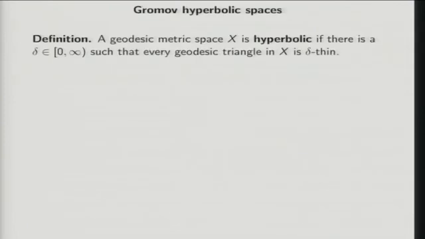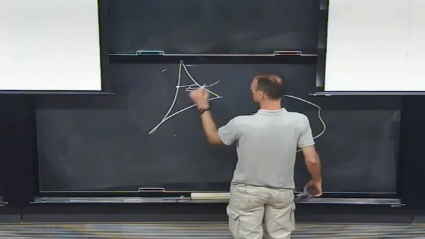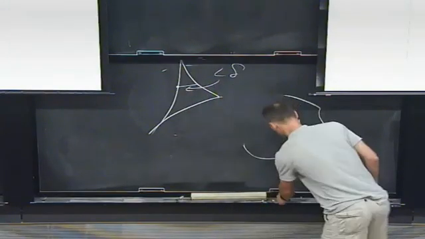So what are Gromov hyperbolic spaces? Here, a geodesic metric space is hyperbolic if geodesic triangles are delta-thin for some fixed delta. So this just means that you have a geodesic triangle. It's delta-thin if, when you pick a point on one of the three sides, then there's a point on one of the other two sides, let's say here, so that this distance is less than delta. Okay?